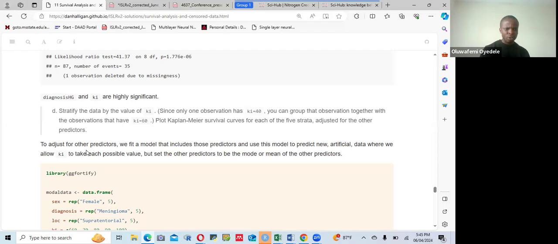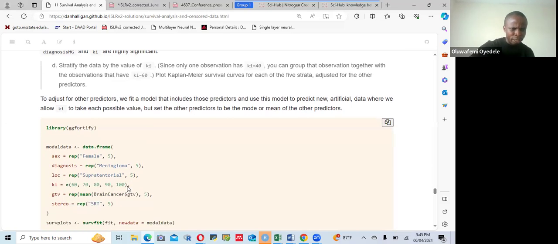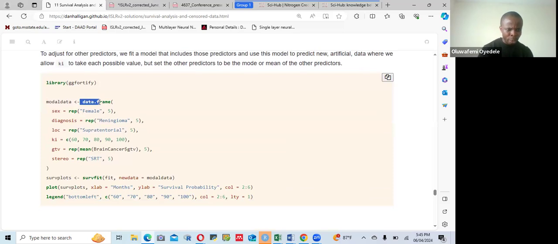So to adjust for other predictors, we fit a model that includes those predictors and use this model to predict new artificial data where we allow KI to take each possible value, but set the other predictors to be the mode or mean of the other predictors. So they use library GG45. They create a data frame where they specify the sex should be female, repeated 5 times, diagnostic meningioma, then location, which is supratentorial, then KI, GTV, and stereo.